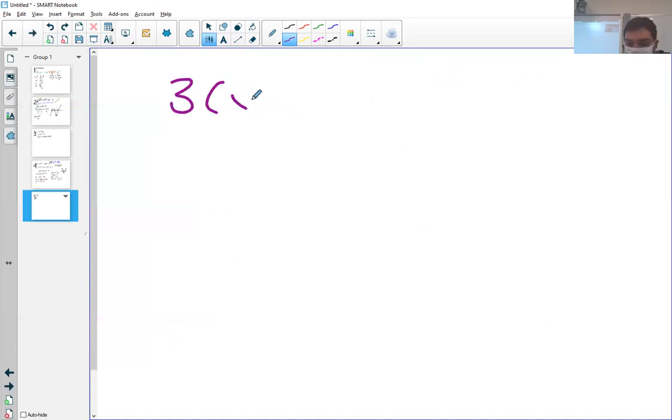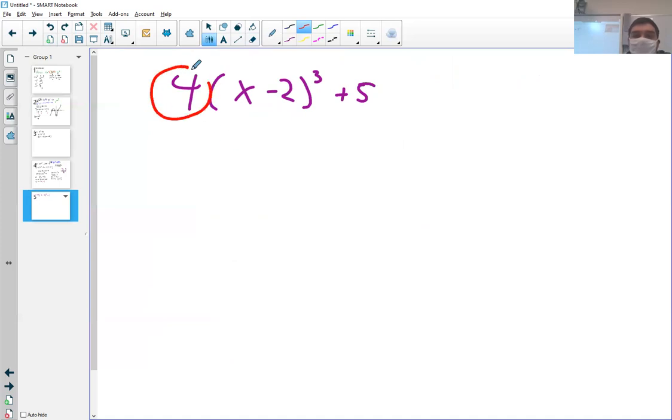Describe the transformations real quick. There's one question like that. Oh, wait a second, I shouldn't do that. Let me do something else. So for this one, you describe the transformations. First, let's do the number in front. The A value tells you vertical stretch or shrink. This is bigger than 1, so it's going to be a vertical stretch of 4.